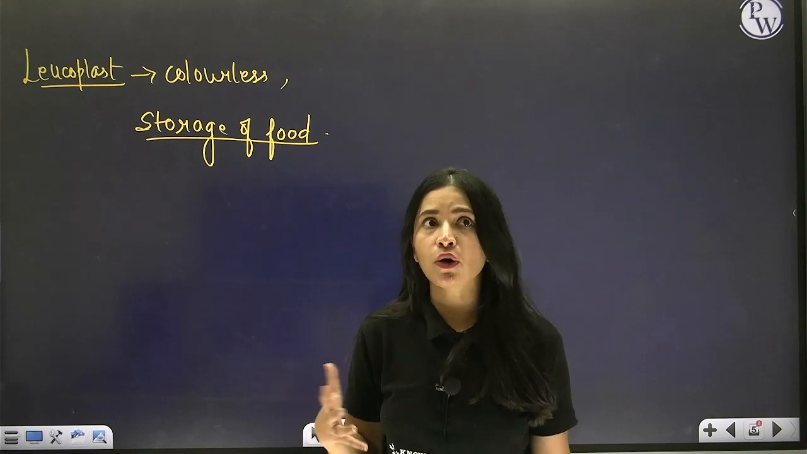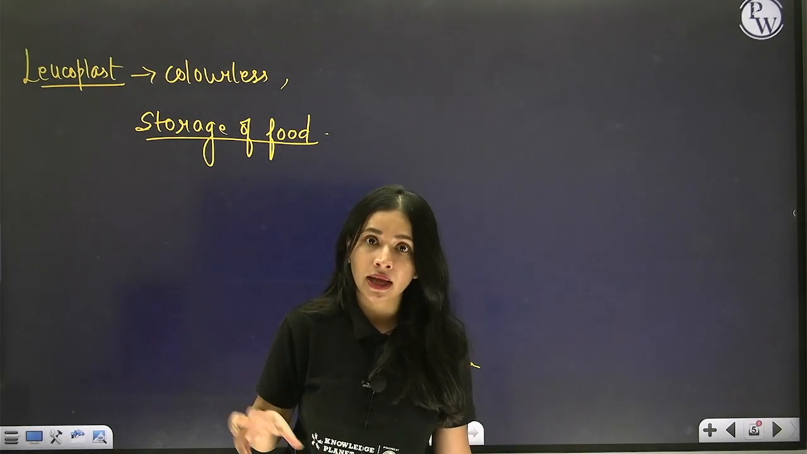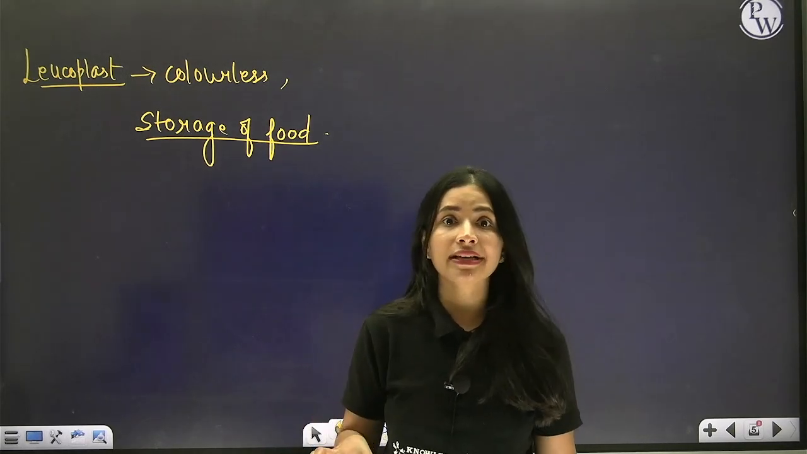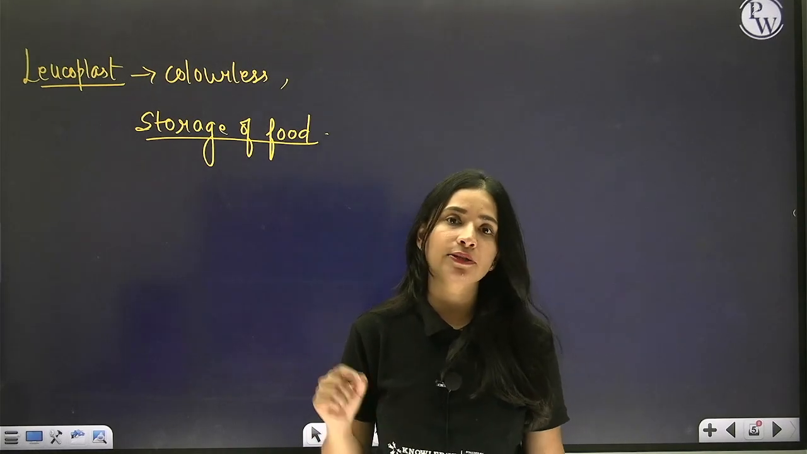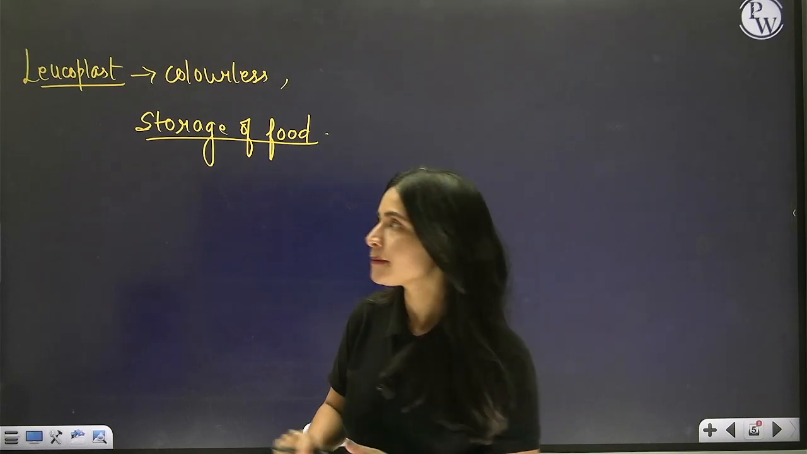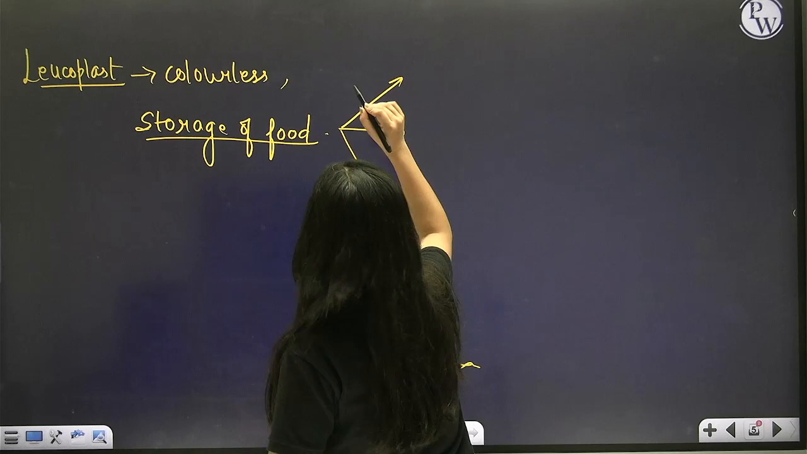Like for example, if I talk about potatoes, then potatoes are an underground stem modification. And potato is a plant body part where food is getting stored. If I check their cells, then their cells will be rich in which form of plastid? Leucoplast. Correct? So they help in storage of food.